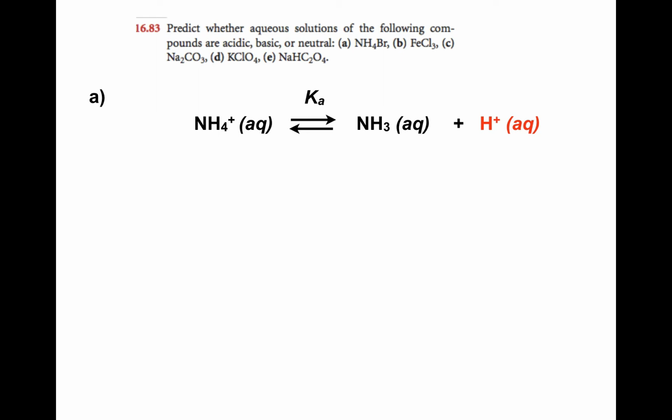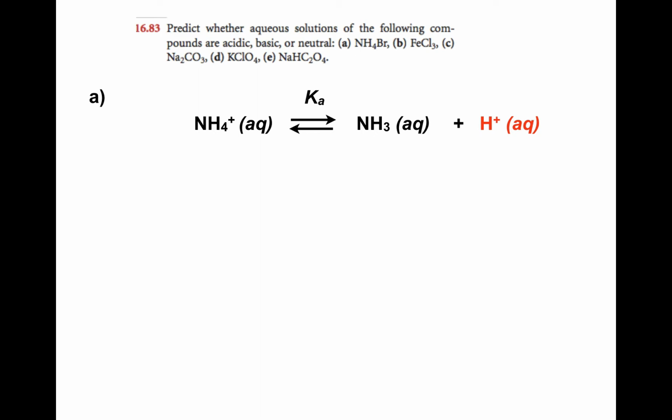Bromide is the conjugate base of hydrobromic acid, which is a strong acid. Therefore, bromide is a non-base, a nothing base. Same with chloride ion. If I have iron 3 chloride, the chloride ion is a spectator here. There's no value in terms of reacting with water to produce hydroxide.